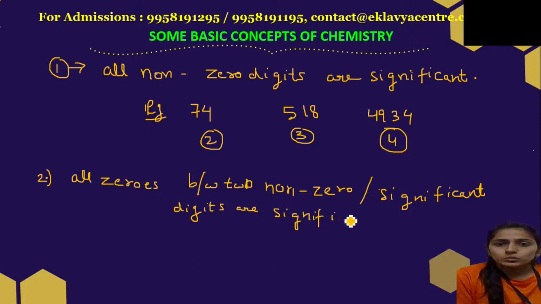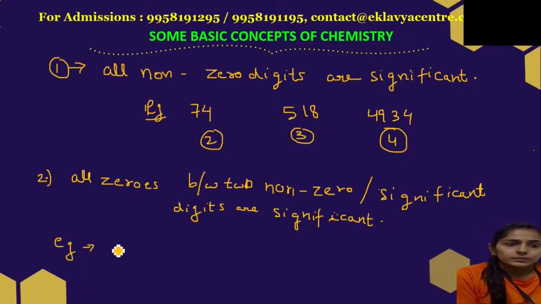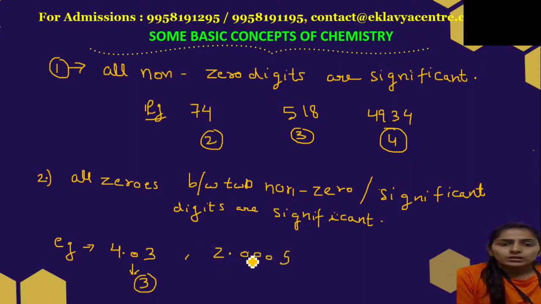All zeros between two non-zero or significant digits are significant. For example, we have 4.03. So how many significant digits are there? There are 3 significant digits. For example, we have 2.0005. 1, 2, 3, 4, 5. So the number of significant digits is 5.